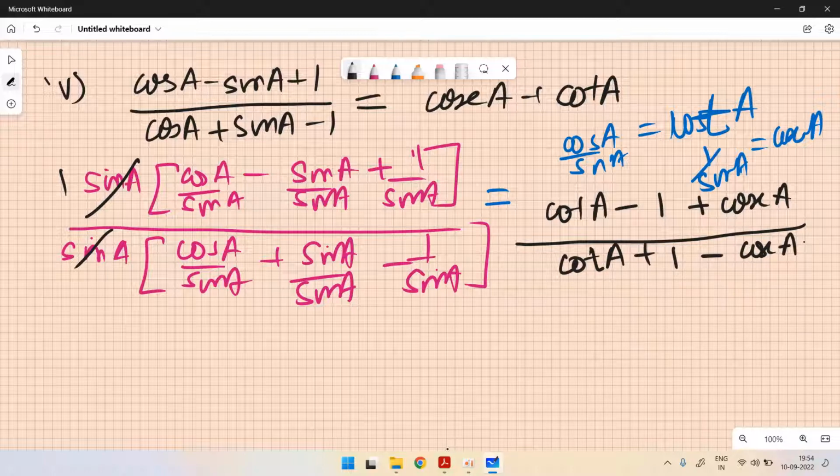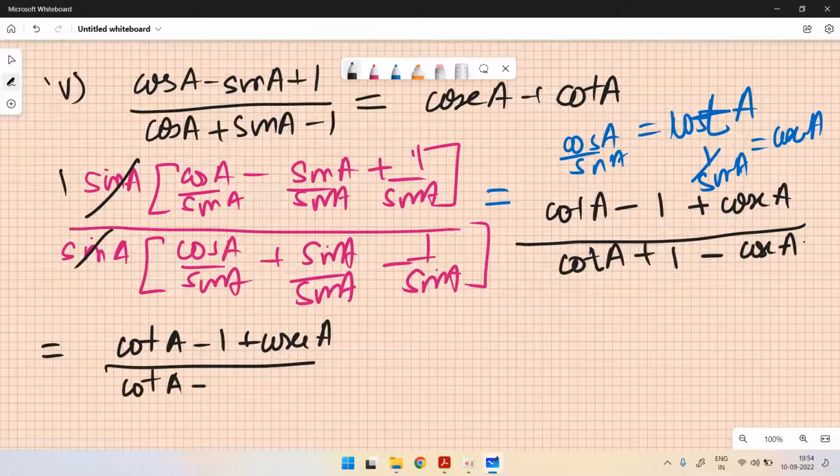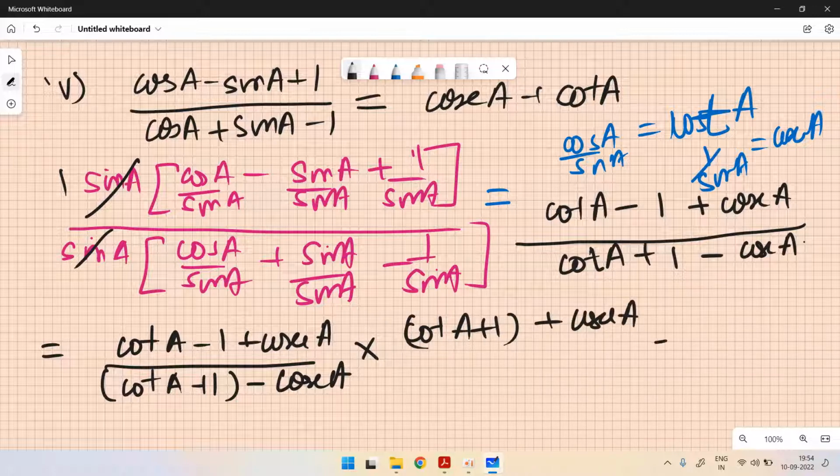Now multiply and divide this expression, this is cot of A, this is my original expression, and this is cosecant A, by cot A plus 1 plus cosecant A, and the numerator by cot A plus 1 plus cosecant A. Since you are multiplying and dividing by the same.